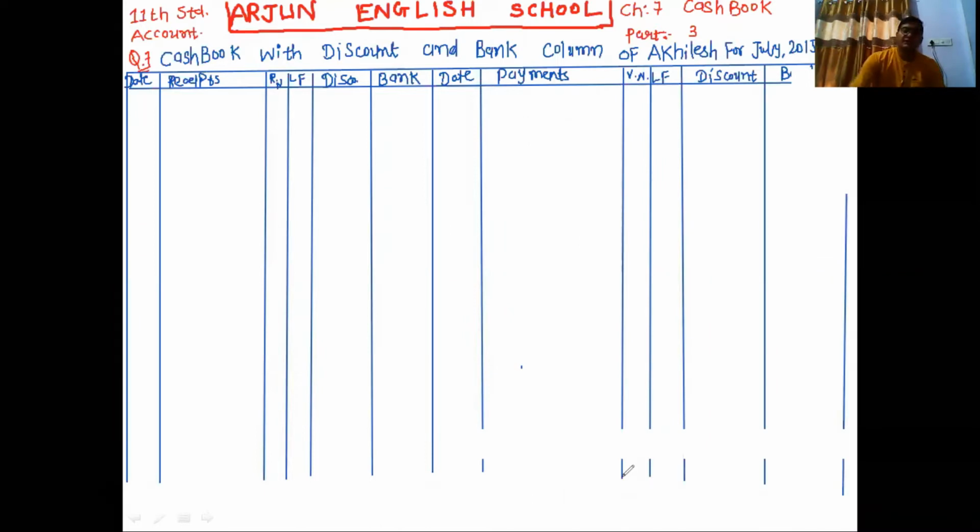We are starting with the chapter Cash Book, Part 3 in Accountancy. Again, this sum is of a two columnar cash book, but now the column is changed. In the earlier session, we calculated the sums for cash and bank column, and now we are calculating the sums for discount and bank column. All remaining things are the same.